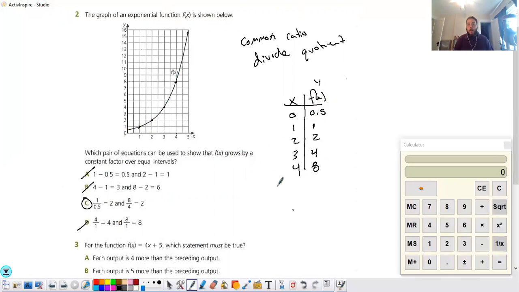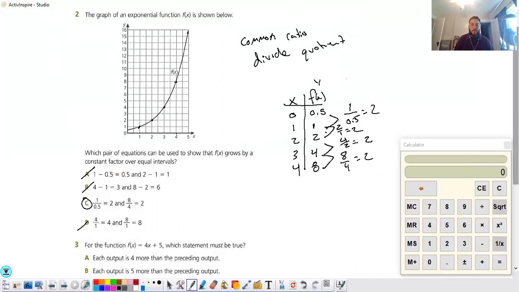So if we were to find our common ratio here to show that it grows by a constant factor, we take one of the outputs and divide it by the one above it. So if we take 1 divided by 0.5, we'll get 2. And that's what they did here for the first part. Then if we take another set here, 8, and divide it by the output in front, 4, we also get 2. And that's what they did for that second part. Now we could also have taken 4 divided by 2, where we get 2, or this one here, 2 divided by 1, and we would have also gotten 2. So notice how our common ratio is always 2, right? So that shows that it grows by a constant factor.